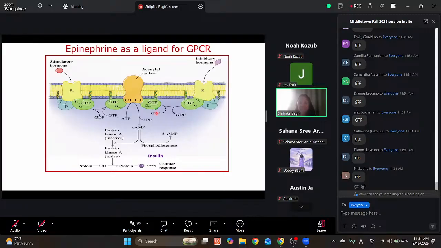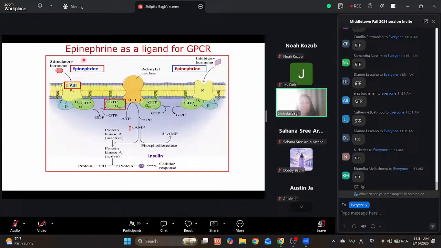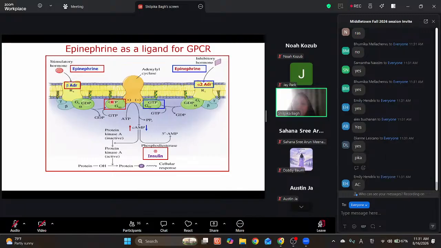You don't stop here. For example, are they heptahelical receptors that I'm talking about here? Is this heptahelical? Yes, heptahelical. Remember epinephrine, glucagon: heptahelical receptor, trimeric G protein. So when you say GS, is it activating protein kinase A or adenylyl cyclase? What is GS activating?